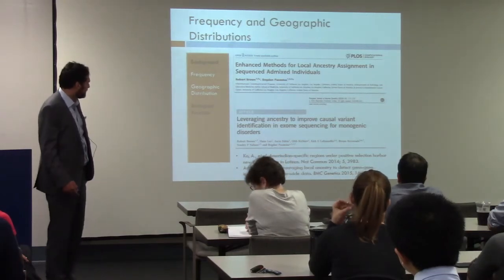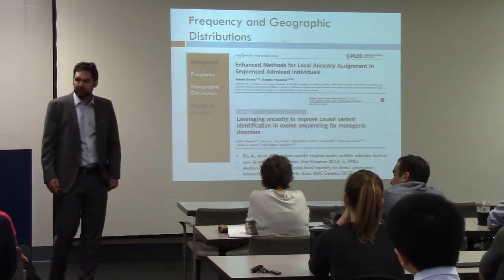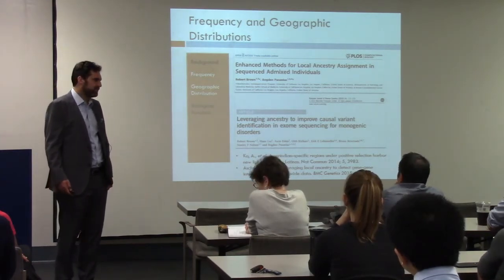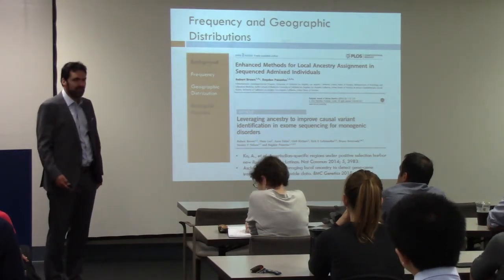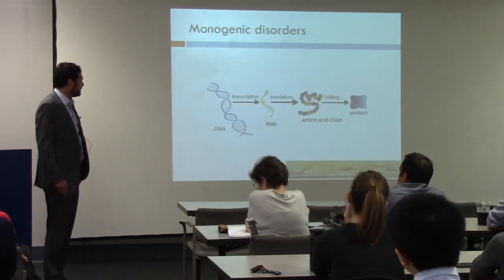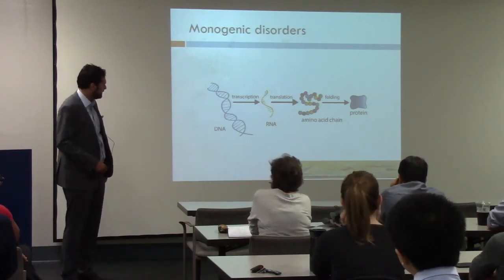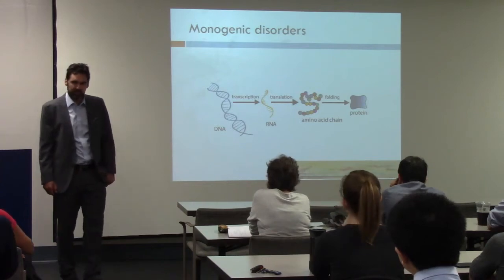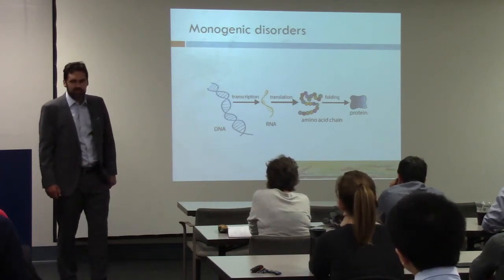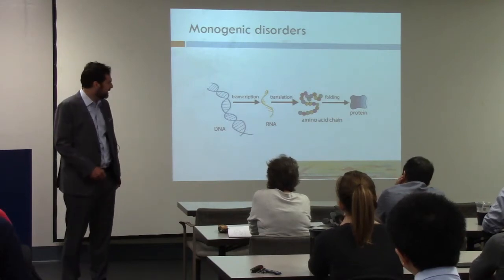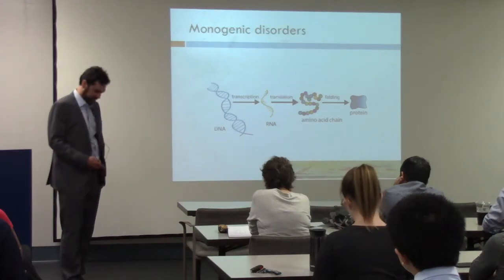The next project that I am going to present, though, also uses frequency and geographic distribution, but it's going to apply it to understanding monogenic disorders, specifically trying to identify what genetic variation is causing a monogenic disorder. At its simplest, a genetic variant somewhere in the DNA in one of the protein coding regions can cause the complete disruption of a protein. Monogenic disorders occur when that disruption of the protein is enough to cause the disease.